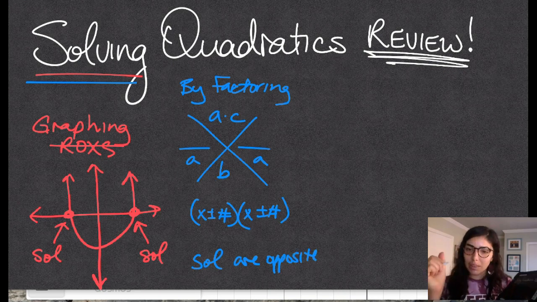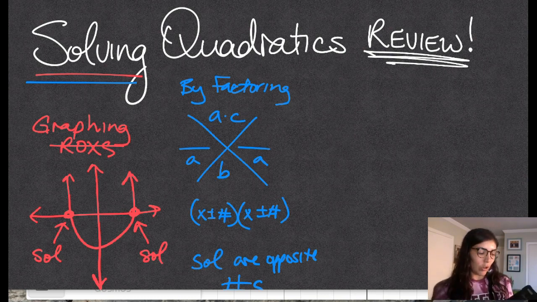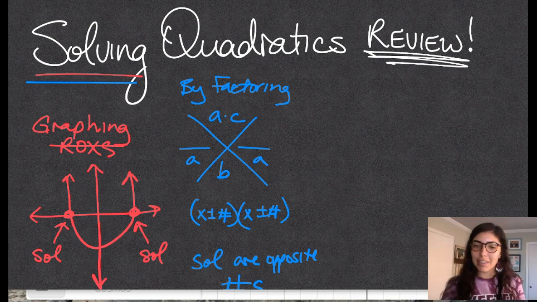Not opposite parentheses, the opposite numbers that are in the parentheses. So if this one right here said x plus 3, and this one said x minus 5, so plus 3 minus 5, then my solutions are minus 3 plus positive 5, the opposites of what's in the factored form. The solutions are the opposites of the factors in factored form.